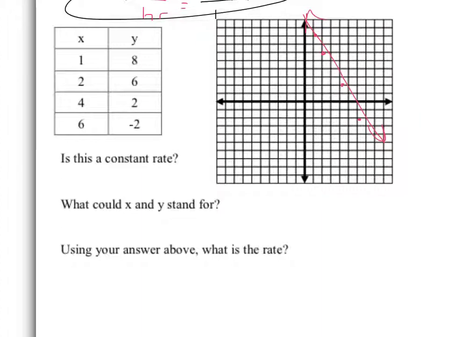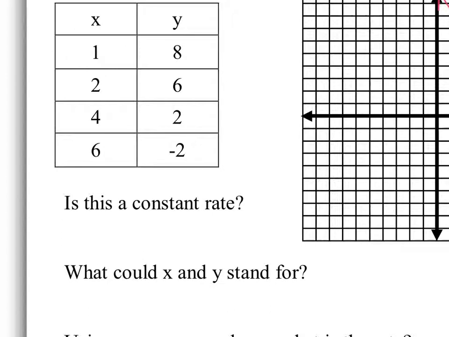What's interesting about this particular relationship? What's different about this relationship than all of the other ones? Edgar? Yeah, this is a decreasing relationship. All right? What's the other way that we could prove this? Jacob?